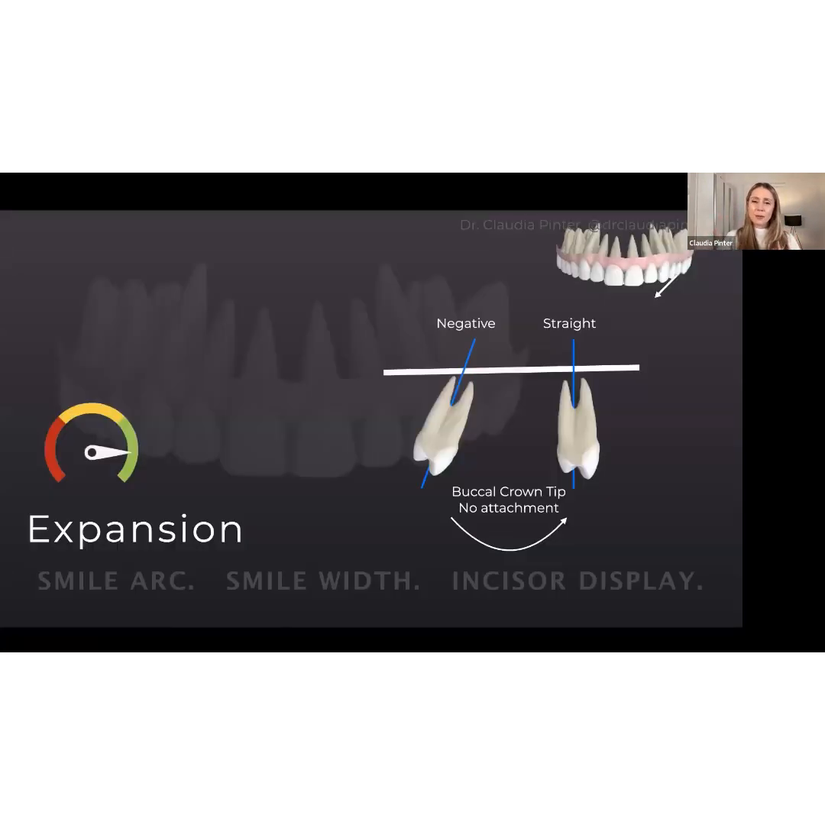So the lesson from this case is how to perform expansion. Remember, if we start with negative torque, we just need to upright the teeth. We just do buccal crown tip, which is so easy for the aligner. The aligner is covering the crown, and the force is applied where it's supposed to work. We do not need any attachments for that. That is really easy.